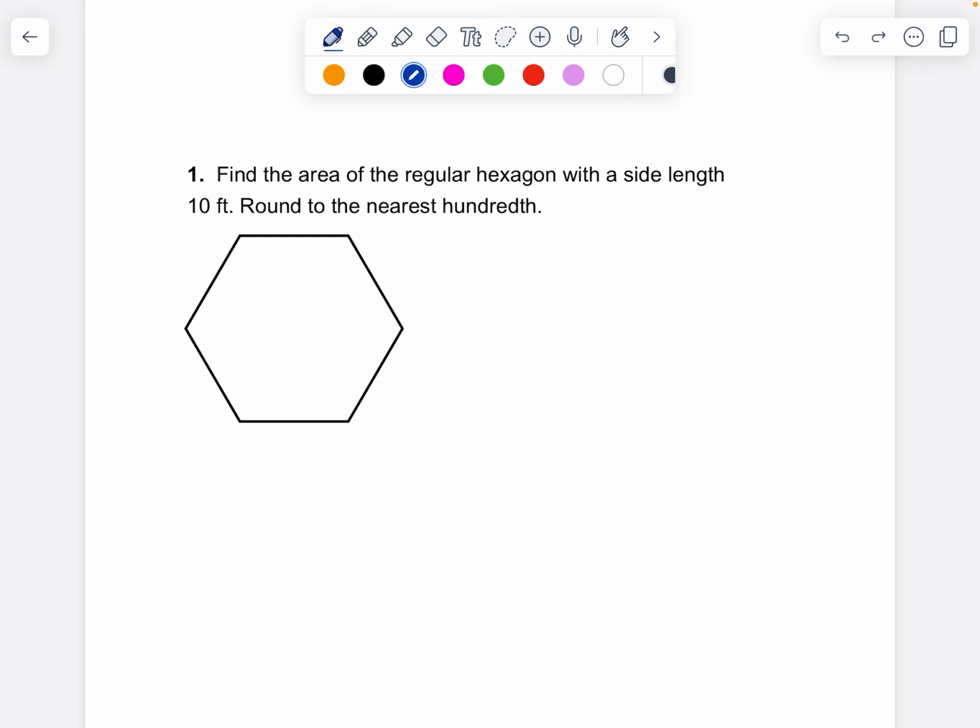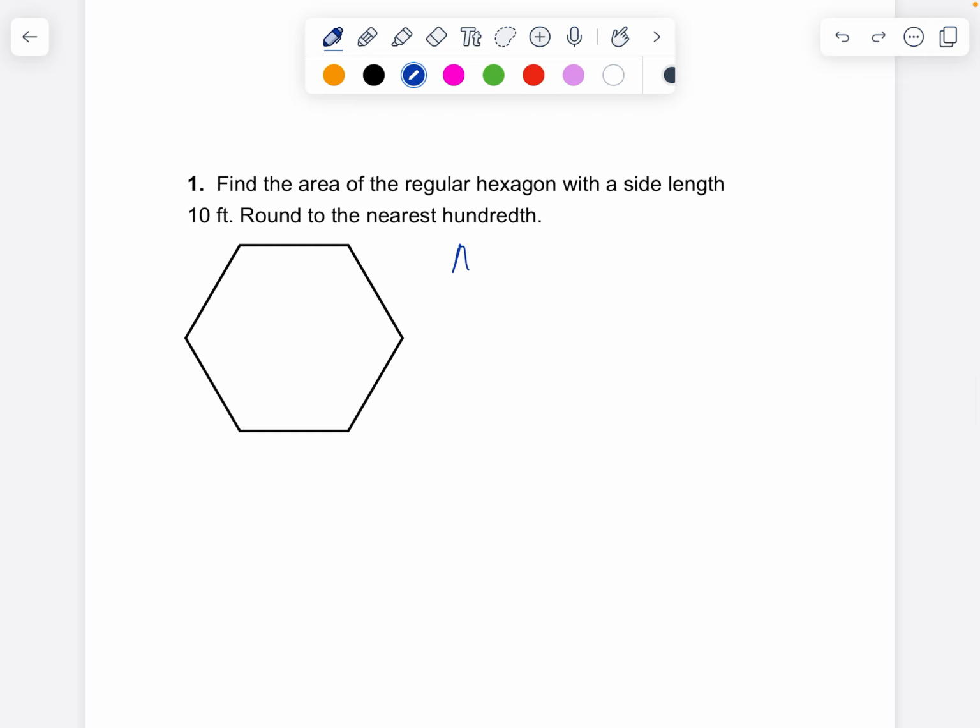This is telling you that it has 6 sides with a side length of 10 feet. Round your answer to the nearest hundredth. So I'm going to start by saying my formula is area equals 1/2 apothem, which I wasn't given, so I'll leave a space for it, times perimeter. Technically it didn't say the perimeter, but it did tell me that each side is 10 feet, and I know I have 6 sides. So for the perimeter, I can do 10 times 6, which is 60. So I do have that. So what I'm missing is the apothem.